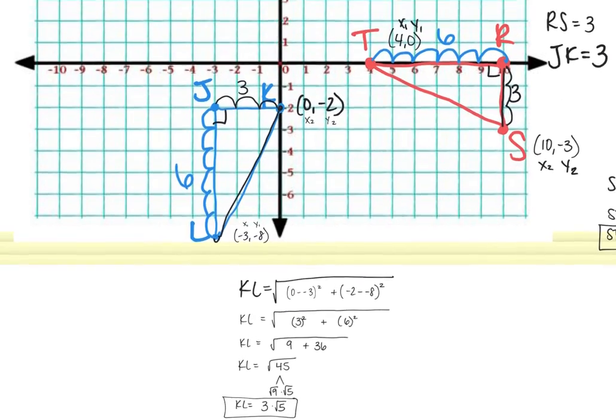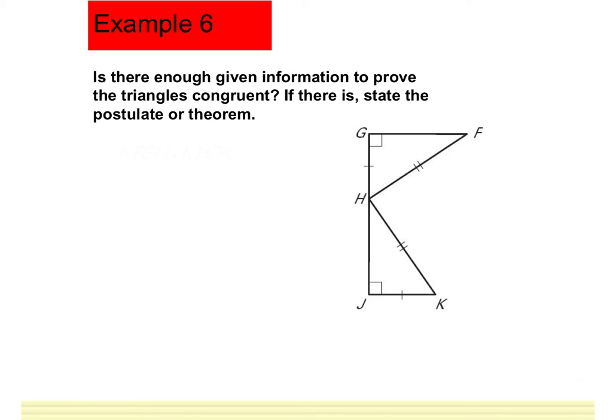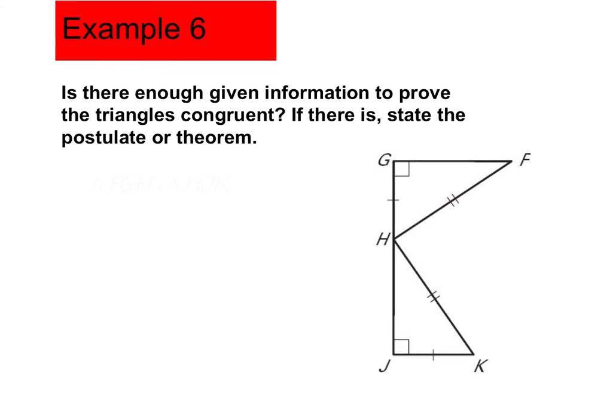Let's just go ahead and fill in. This is 3 times the square root of 5. This is 3 times the square root of 5. This one for now. Let's go to this one. Example 6. We're going to do example 5 tomorrow.